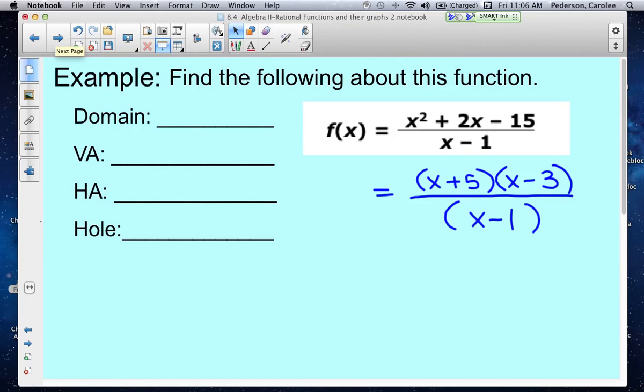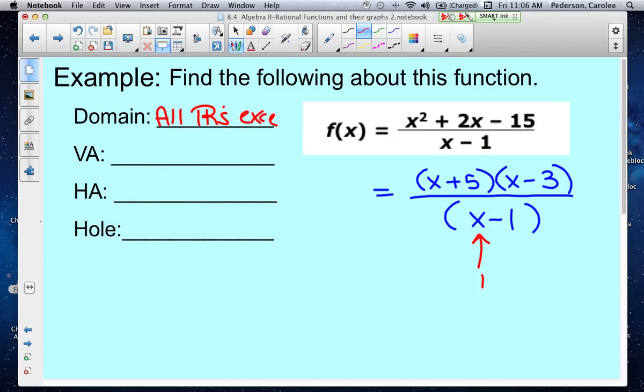So let's look at the domain. If I substitute a 1 into here, it would make it undefined. So my domain restriction then is all real numbers except x can't be 1. So then my vertical asymptote is that x equals 1. Now let's go back to the original function and identify the horizontal asymptote if it exists.